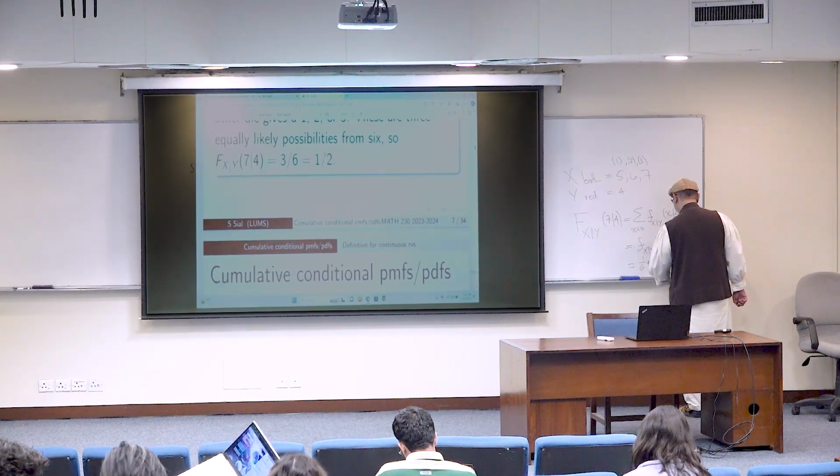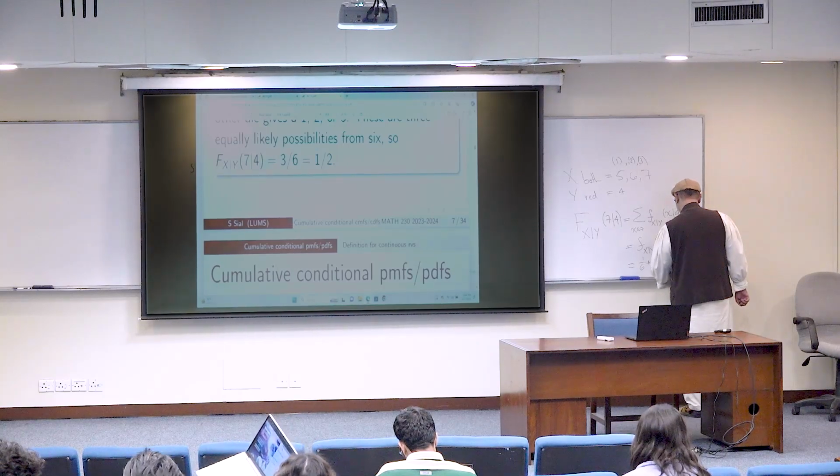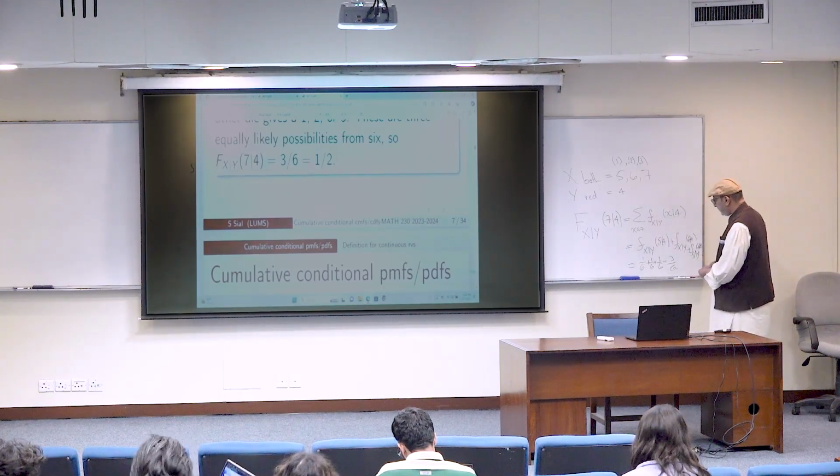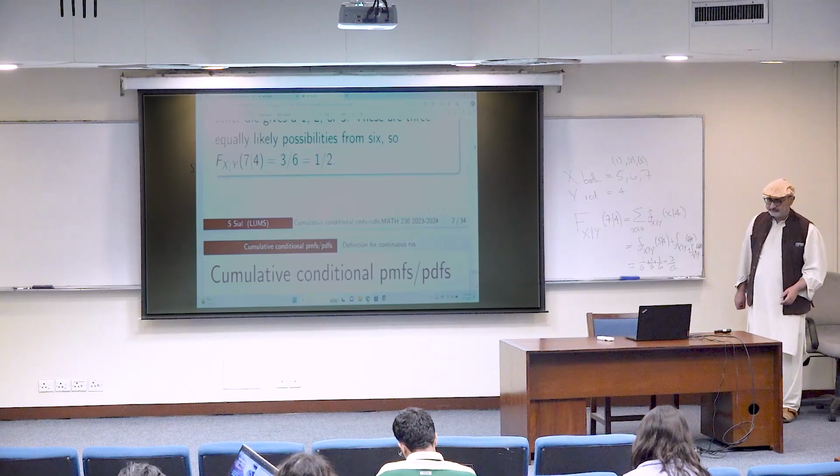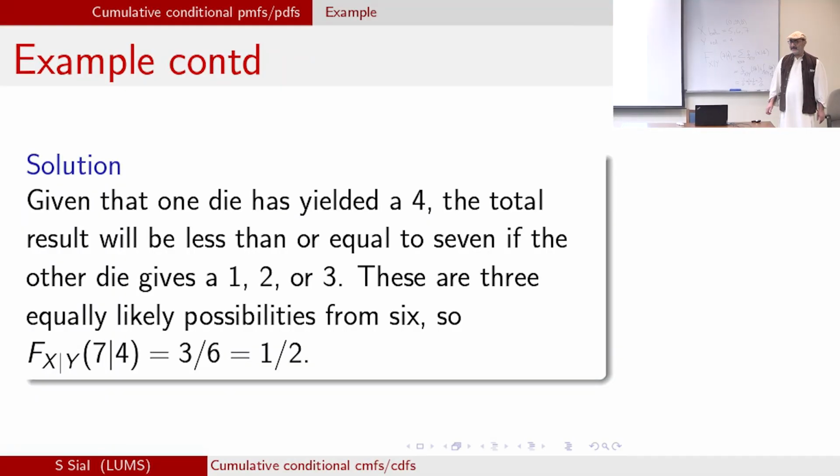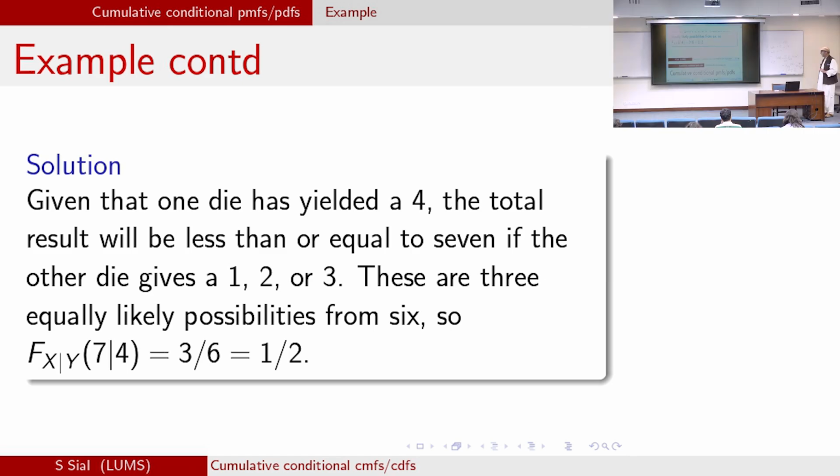Maybe I should, right, fair die, 3/6. Okay. All right, so that's an example of using the cumulative conditional probability mass function.